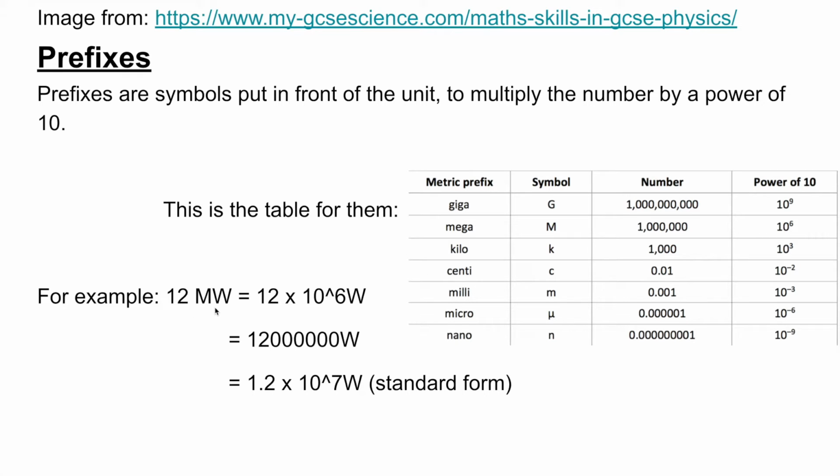For example, if you had 12 megawatts, that is equal to 12 times 10 to the power of 6 watts, which equals 12 million watts, or 1.2 times 10 to the power of 7 watts in standard form.